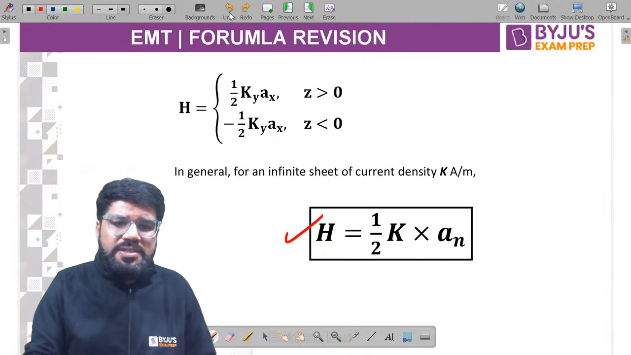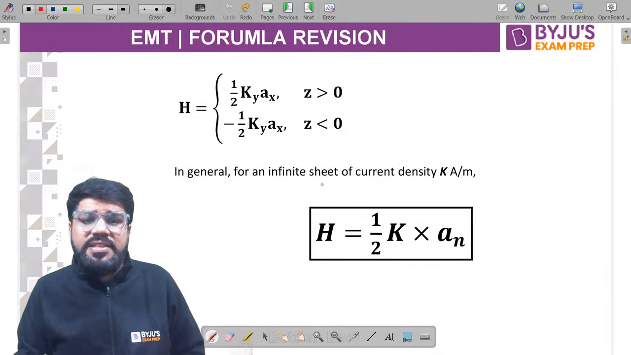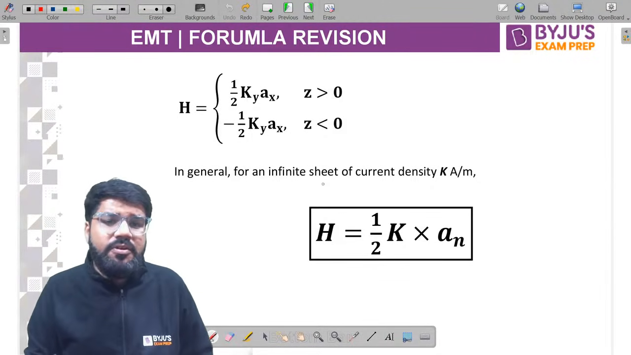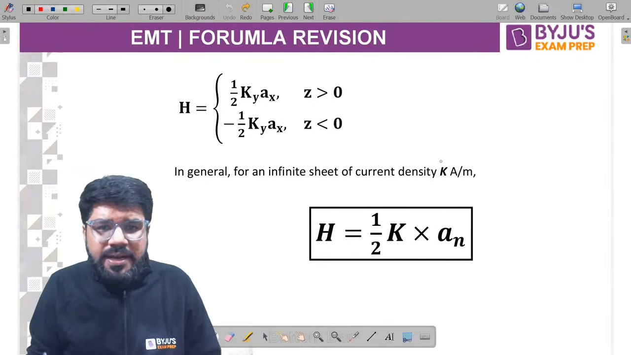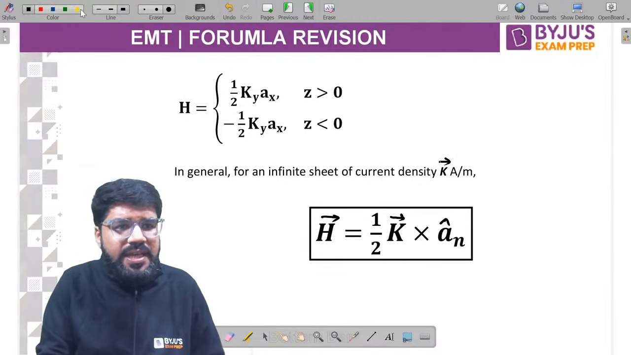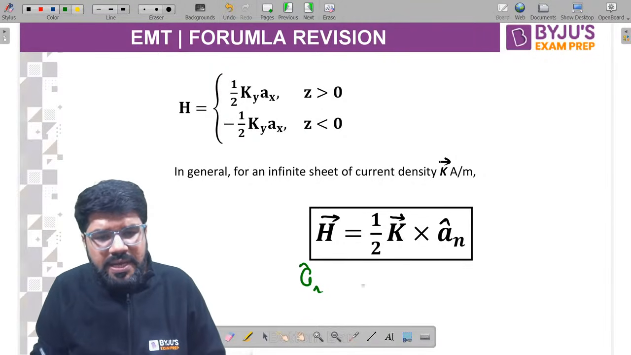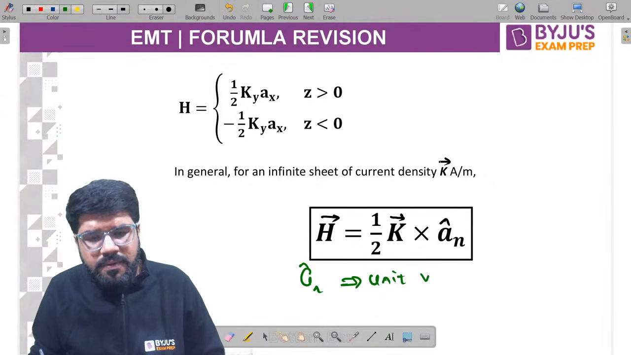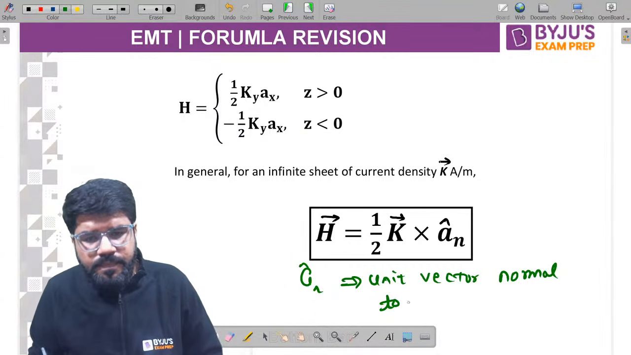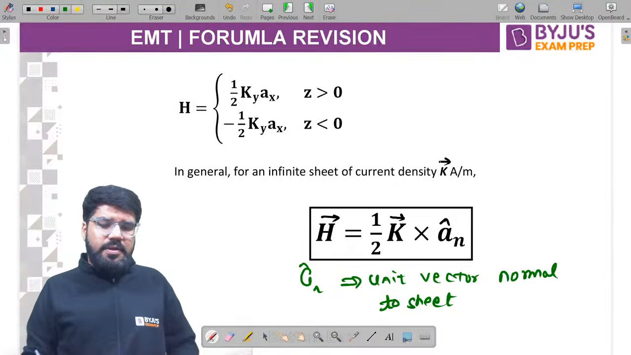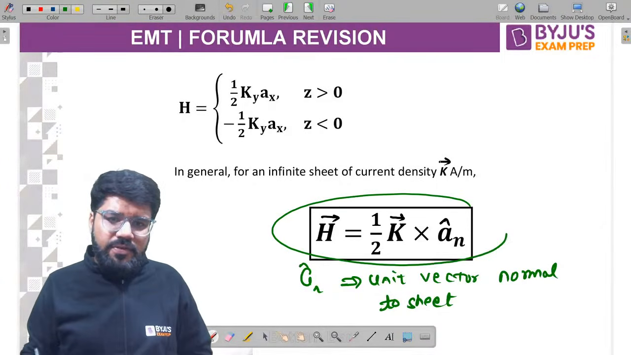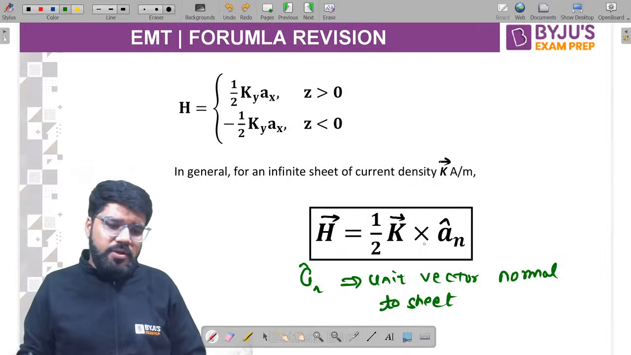Forget this, just remember this formula. What is important for you, what you have to finally remember: if there is an infinite sheet of current having the current density K in ampere per meter, then its magnetic field is simply given by half K cross A_N. Half K cross A_N. What is the A_N cap? It is the unit vector normal to the sheet. Half K cross A_N cap, where A_N is the unit vector normal to the sheet.